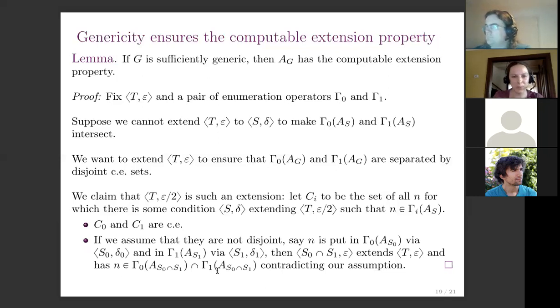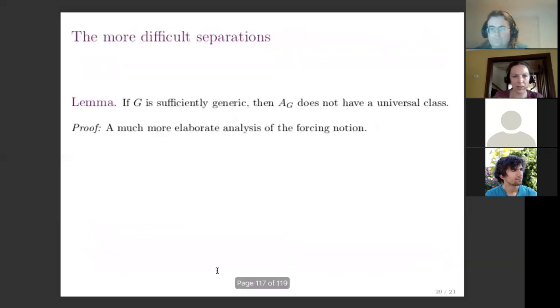Okay, so that was pretty quick, hopefully you got something out of it. By a more elaborate and difficult analysis, we can also get that sufficiently generic Gs also produce sets that don't have a universal class.